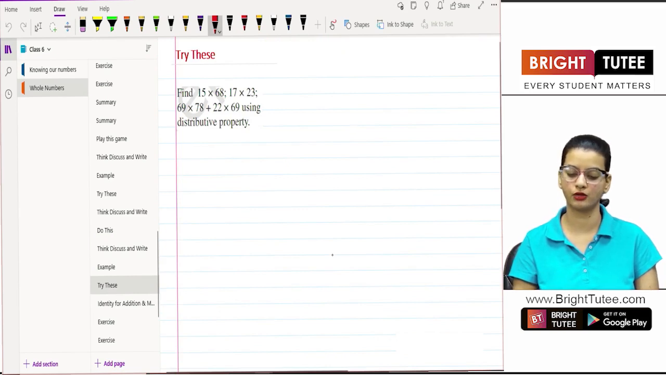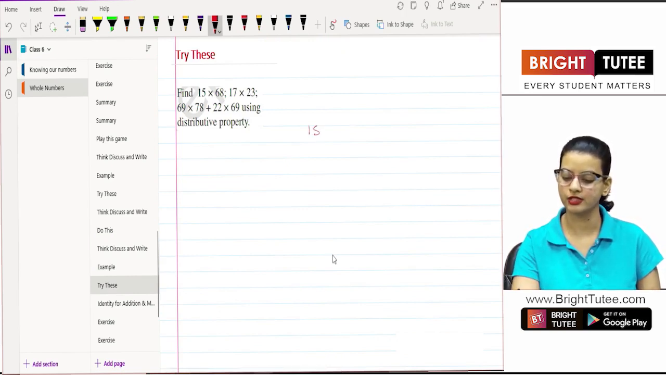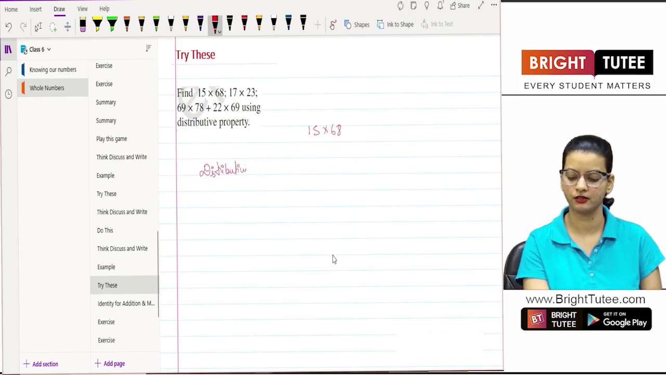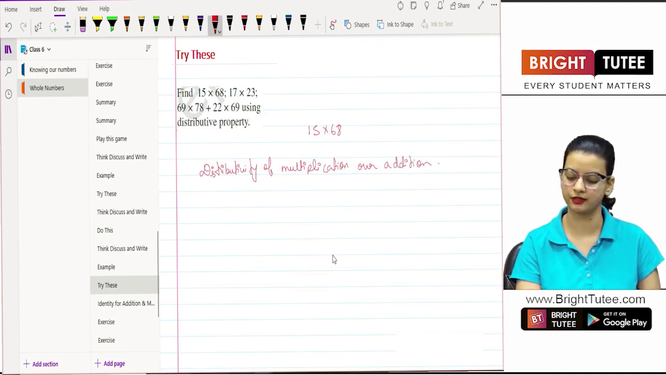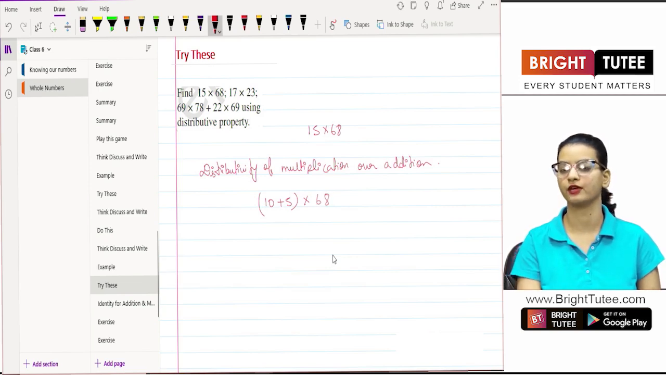Okay. Now let's try this out. We have to find 15 into 68. Okay, so let's try to find 15 into 68. We will use distributivity of multiplication over addition. Okay, so how can we write this? We can write this as 10 plus 5 into 68. We can write this, right?